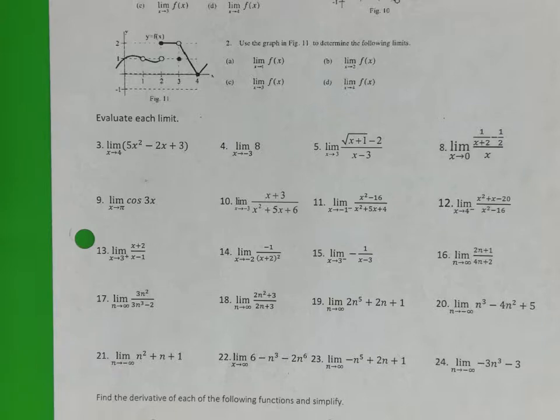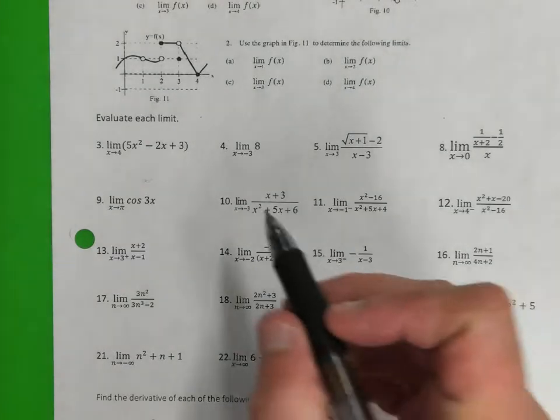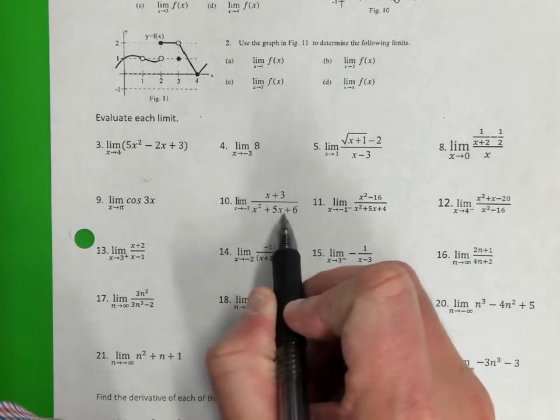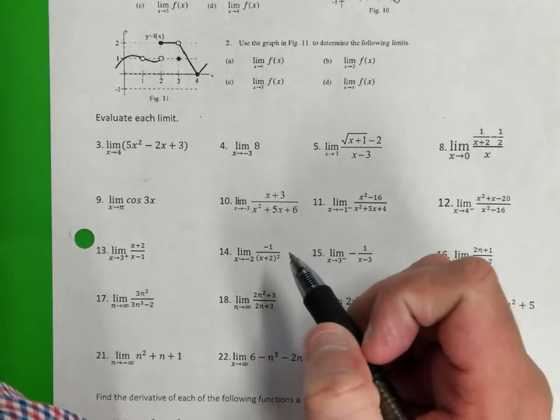Number 10. The first thing you do is input what? -3. If I input -3 in that denominator, that gives me 9 plus -15, which is -6 plus 6, which gives me 0. I need to factor that, don't I?